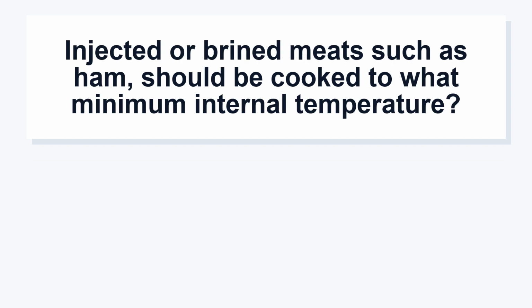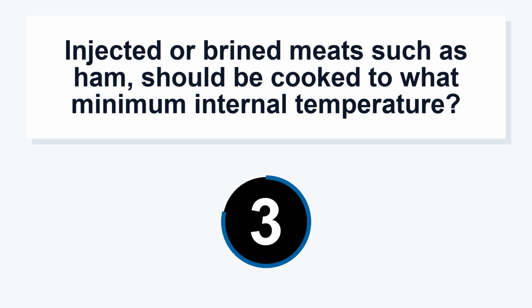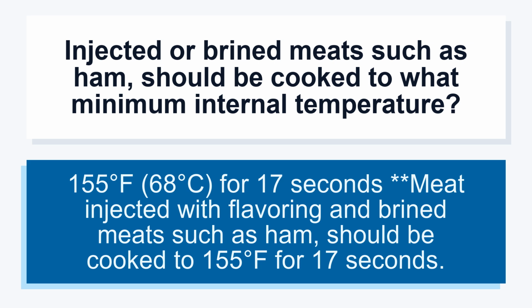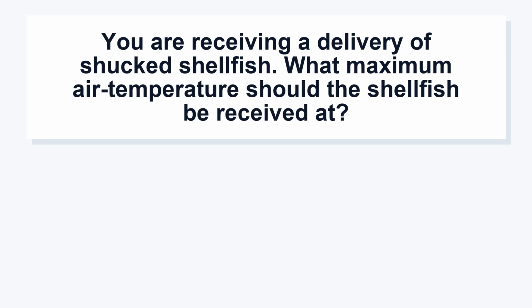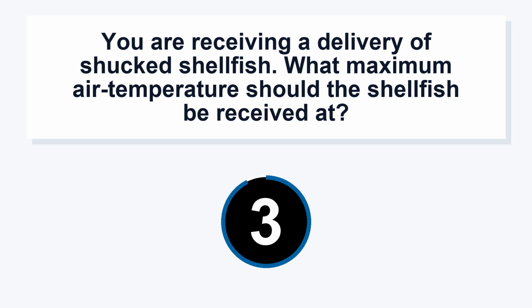Injected or brined meats such as ham should be cooked to what minimum internal temperature? 155 degrees Fahrenheit, 68 degrees Celsius, for 17 seconds. Meat injected with flavoring and brined meats such as ham should be cooked to 155 degrees Fahrenheit for 17 seconds. You are receiving a delivery of shucked shellfish. What maximum air temperature should the shellfish be received at?